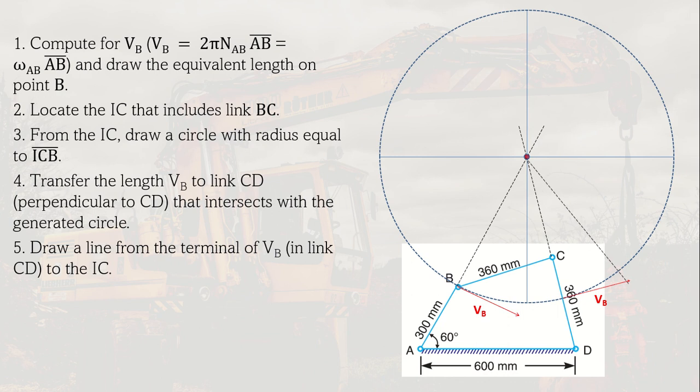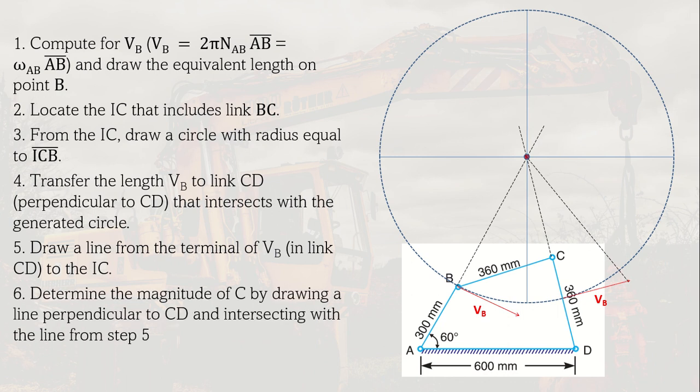And then in that line, we determine the magnitude of C by drawing a line perpendicular to CD and intersecting with the line from step 5. As you can see here, this line is perpendicular to CD. So the velocity of C is perpendicular to CD because it's its axis of rotation. The intersection of this line to this terminal line would be the absolute velocity of C. This is just similar to the instantaneous center method, which is method number 2. As you can see, we can still get the same result.